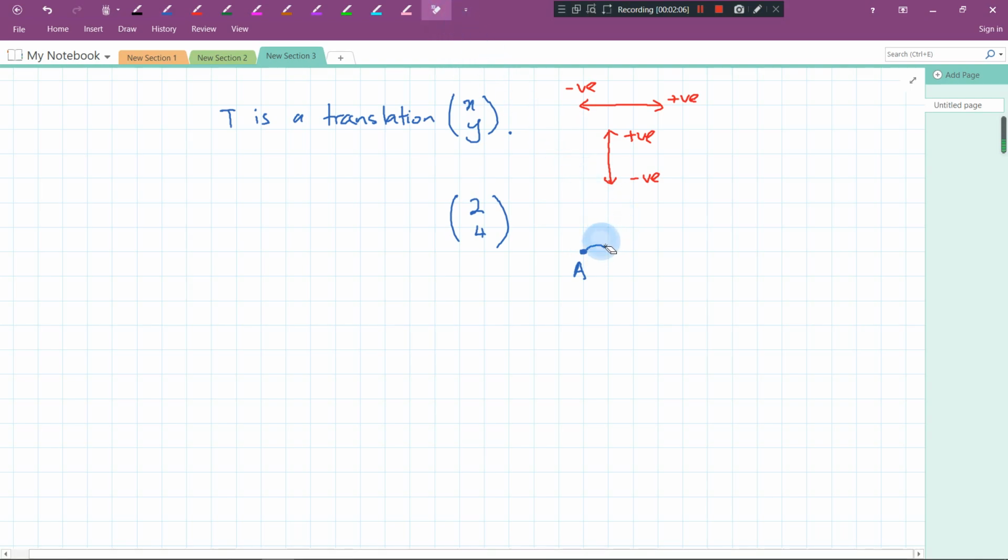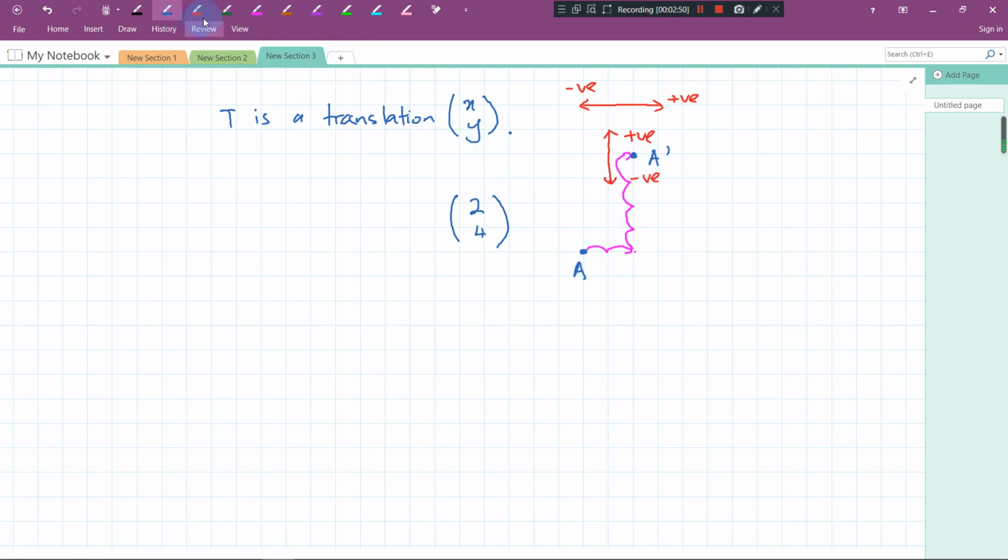Let me use another color. 1, 2. I move 2 units to right because of this number. The next thing, I need to move upwards 4 units. 1, 2, 3, 4. So this is the image of this point A. Normally you will see people represent the image by just copying the letters of the object. This is A, I will write A as well, but I add a prime over here to indicate that this is image, this is object.